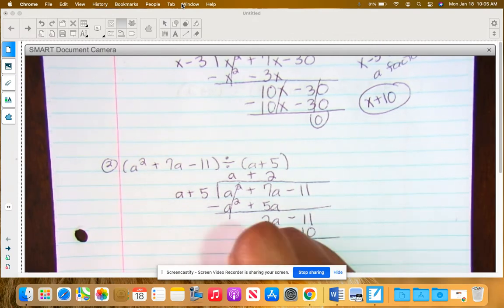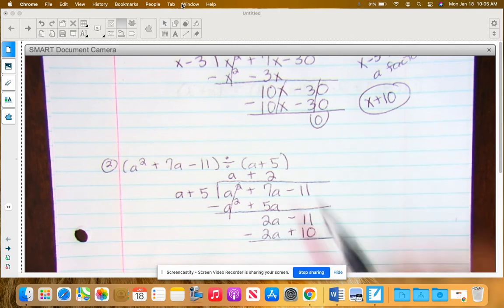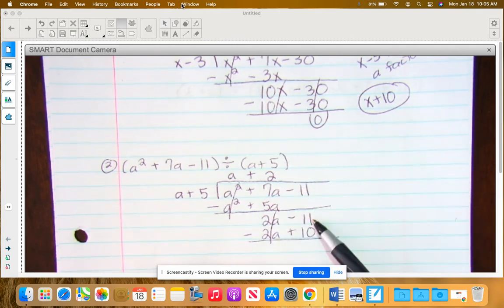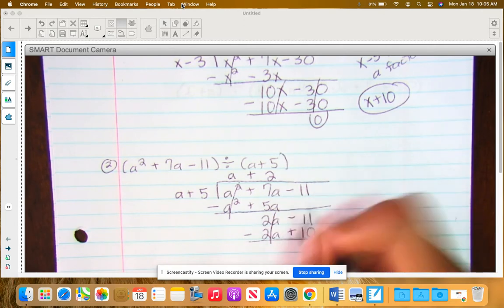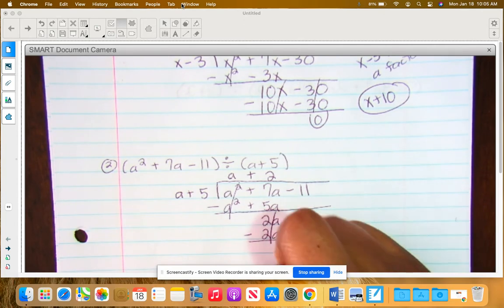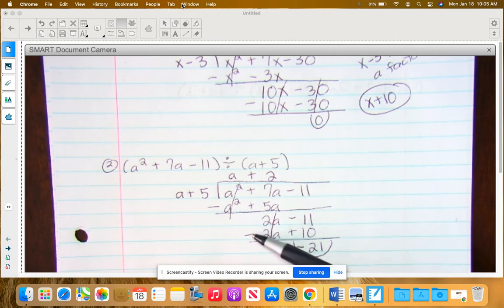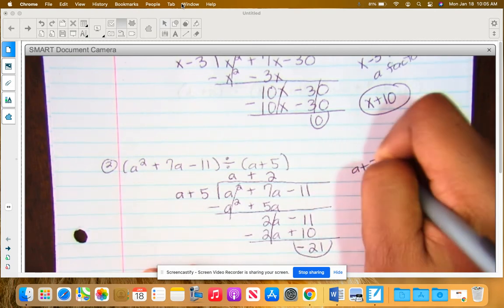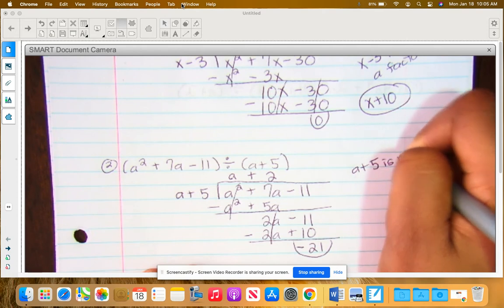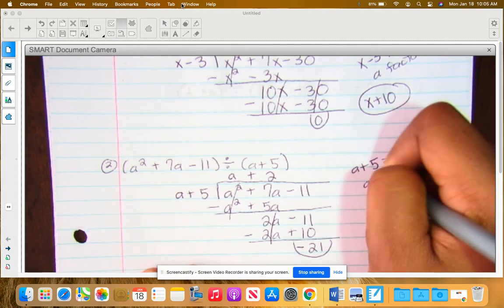Draw the line, subtract. 2a minus 2a cancels out. You're left with 0. Negative 11 minus 10 gives me negative 21. Be careful with your signs. That's negative 11 minus 10. That gives you negative 21. So for this particular example, a plus 5 is not a factor.